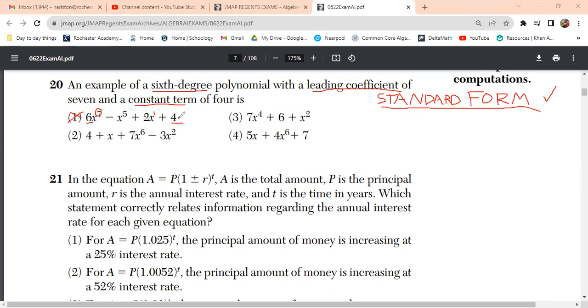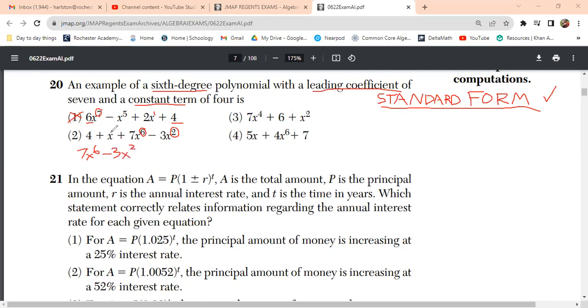Now, number 2 is not in standard form, so we have to put it in standard form. This is how you would do it. Since this is the highest exponent, it's going to be 7x to the 6th power. Then the next term is this one, because 2 is the next highest exponent. By the way, when you take this 2, you have to take the number and the sign with it. So this is going to be a minus 3x squared.